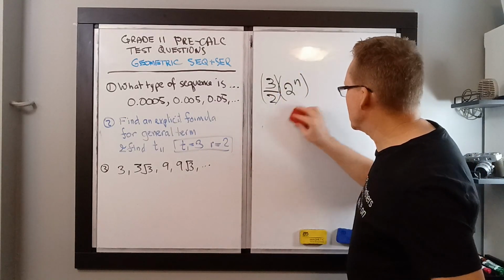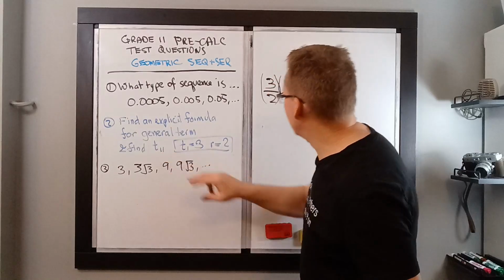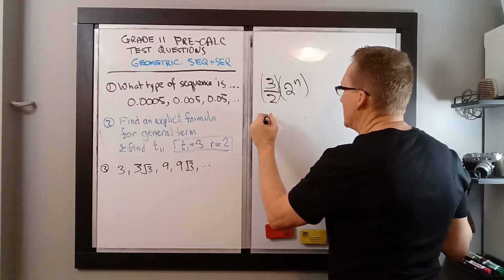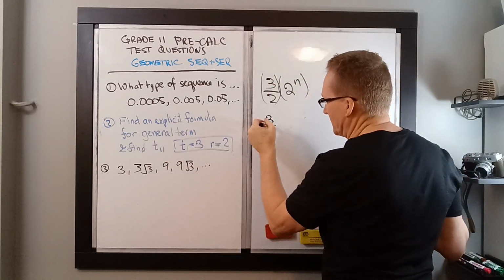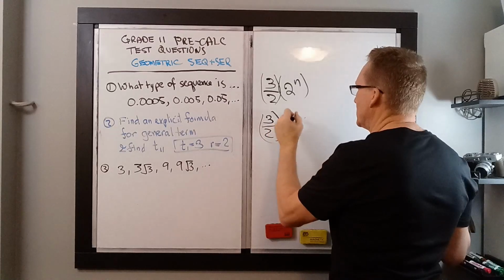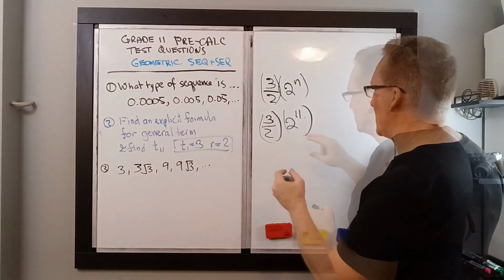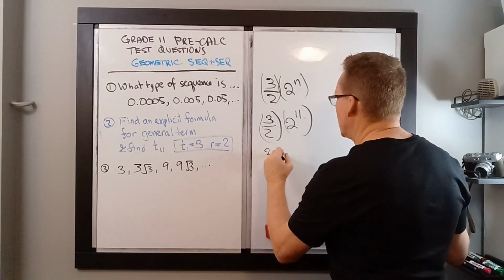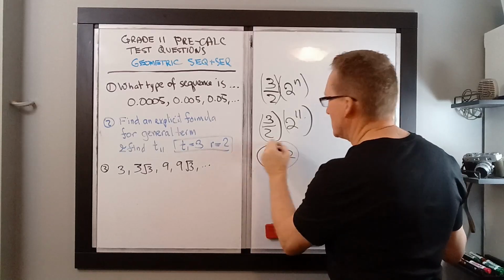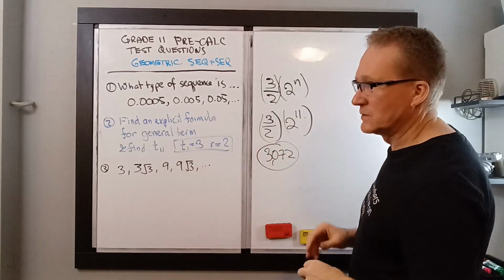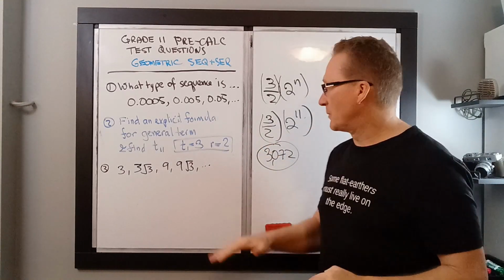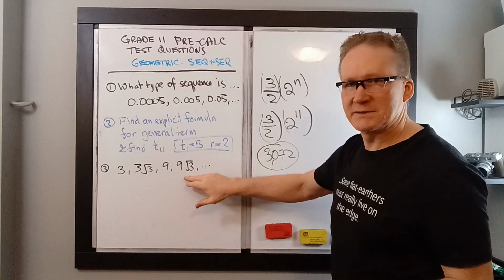And we want to find a specific term. We want to find out the 11th term. So let's take a look at that up there. It's going to be 3 halves. You don't have to pull this 2 out like I did. 2 to the 11. I am getting 3,072. Seems like a reasonable number. 2 to the 11 should be a fairly big number. I hope that helps.